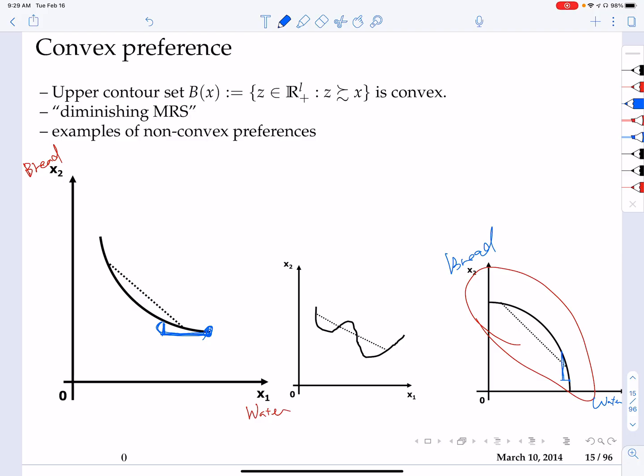You have lots of water and very little bread, and someone comes to you and says I'm going to give you lots of bread. How much water are you willing to sacrifice? And your answer is very little. That's a very unlikely situation, so it's probably not a good picture of what happens in the real world. So we conclude that the first picture is more likely than the last graph.